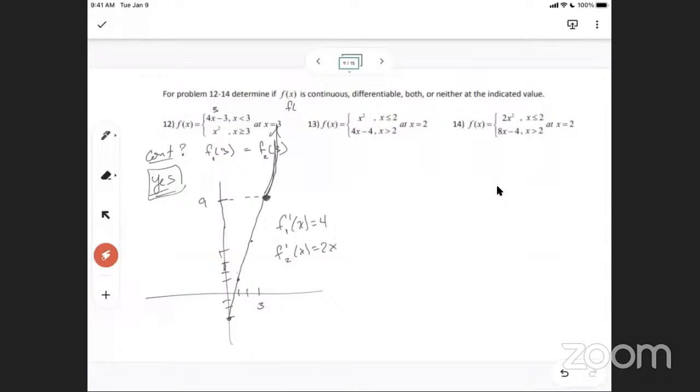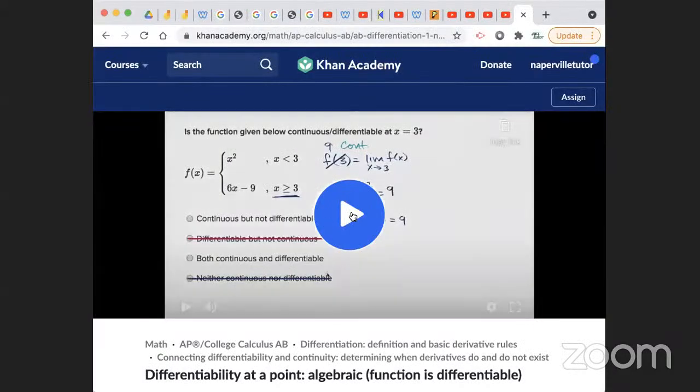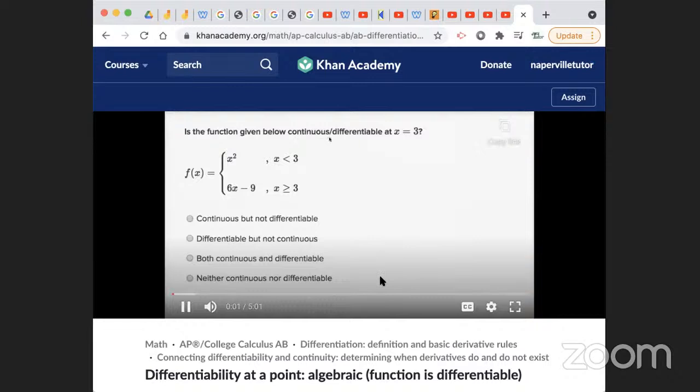Okay, so I found a video on it from Khan Academy, differentiability at a point. What they're doing is taking the limit as x goes to 3 of f of x. Let me share this screen instead. Is the function given below continuous and differentiable at x equals 3? They've defined it piecewise. Now, what is f of 3?